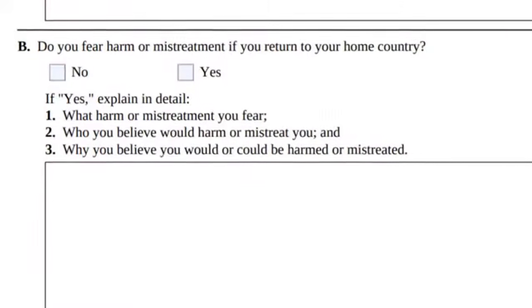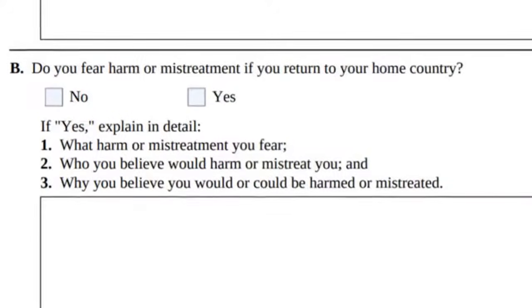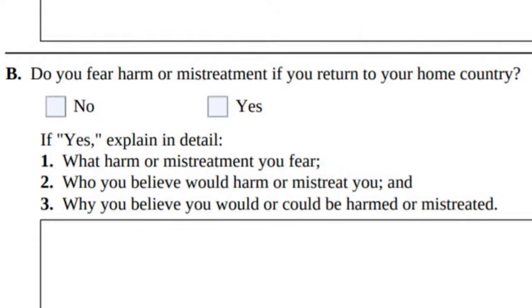But that does not mean it's okay to give completely vague answers on the Form I-589 that leave the asylum officer scratching their head and wondering what on earth you're referring to. To illustrate this point, let's look at Part B, Question 1B on page 5. It asks whether you fear harm or mistreatment if you were to return to your country. So if you check the box for yes, well then the instructions ask you what harm or mistreatment you fear, who would do it to you, and why you believe you would be harmed. So they clearly want you to give something at least fairly concrete in your answer, right?